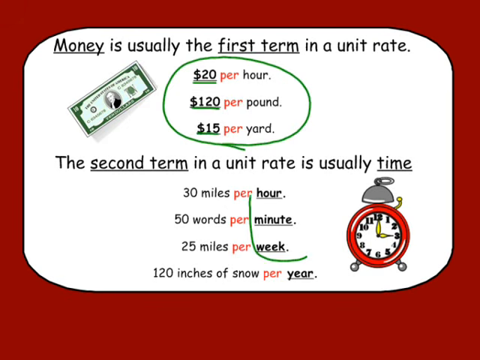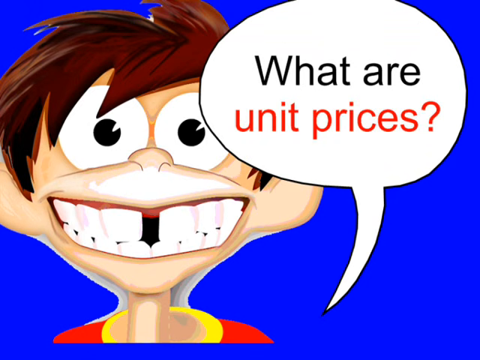And I found that the second unit is usually time. 30 miles per hour, 50 words per minute, 25 miles per week. Not always, but most of the time.